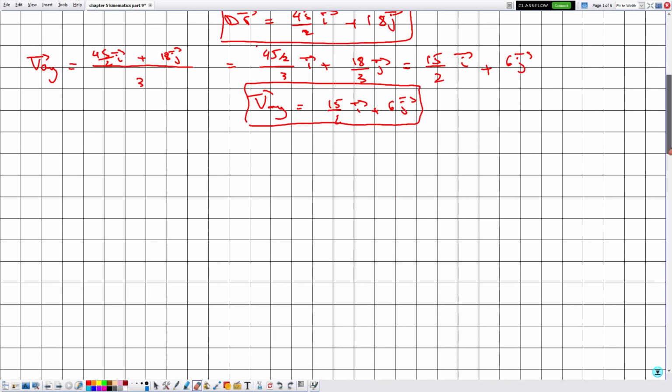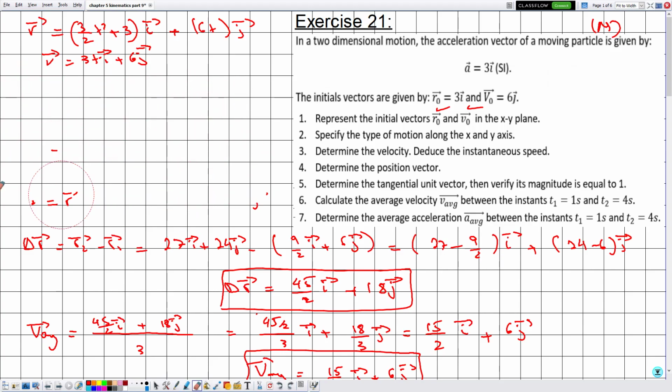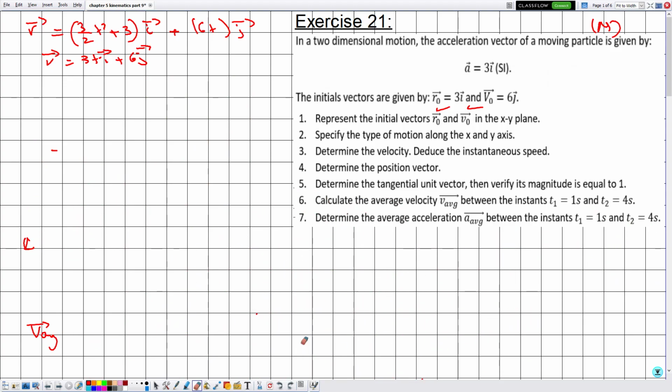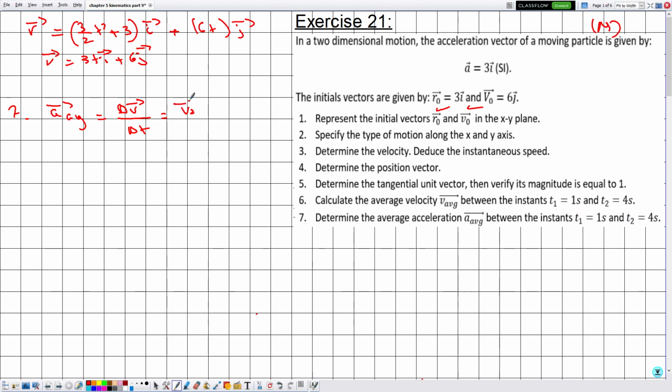And here let me write that the velocity vector is given by 3t i plus 6j. And now in part 7 they are asking me to calculate the average acceleration, which is by definition given by the variation in the velocity divided by the duration, knowing that this is the final instant and this is the initial instant, so it's given by v2 minus v1 divided by t2 minus t1.